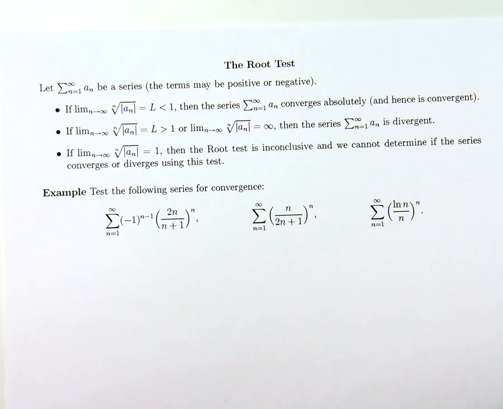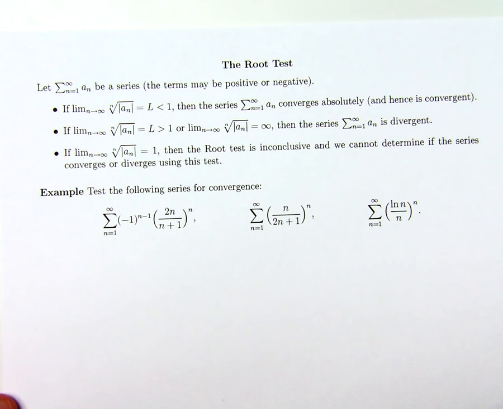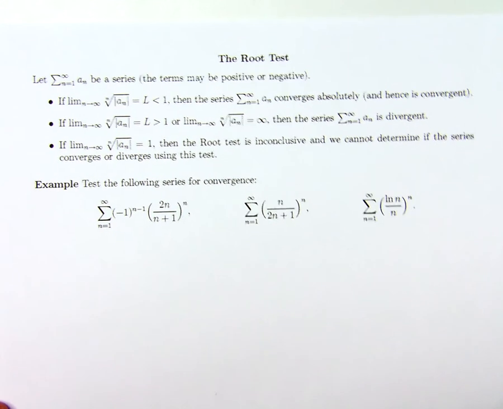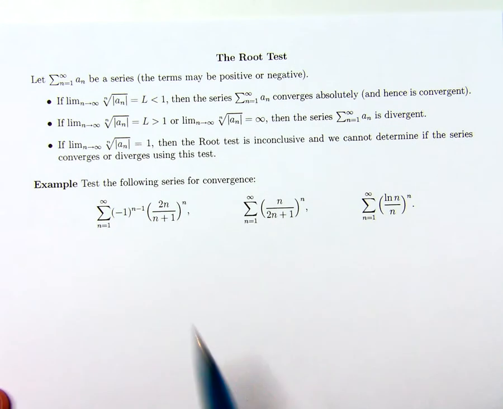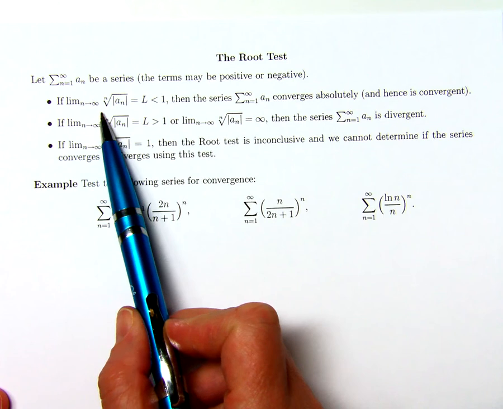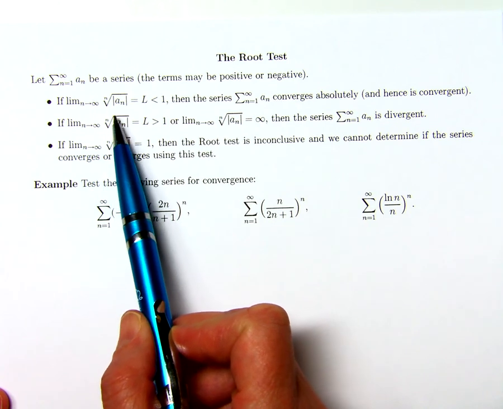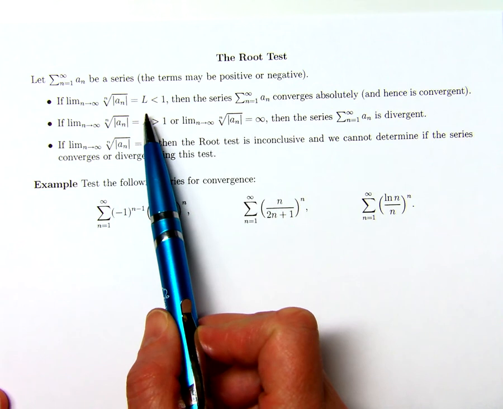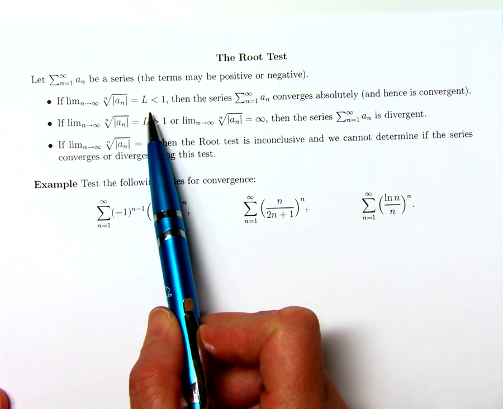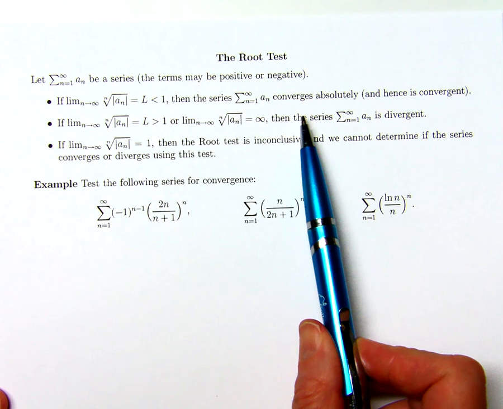This next test is called the nth root test, and it's very similar to the ratio test. So if we have a series, and again it might be a series with positive or negative terms, and if we calculate this limit, the limit as n goes to infinity of the nth root of the absolute value of a_n, and again suppose we end up with something which is less than 1, then we can conclude absolute convergence.